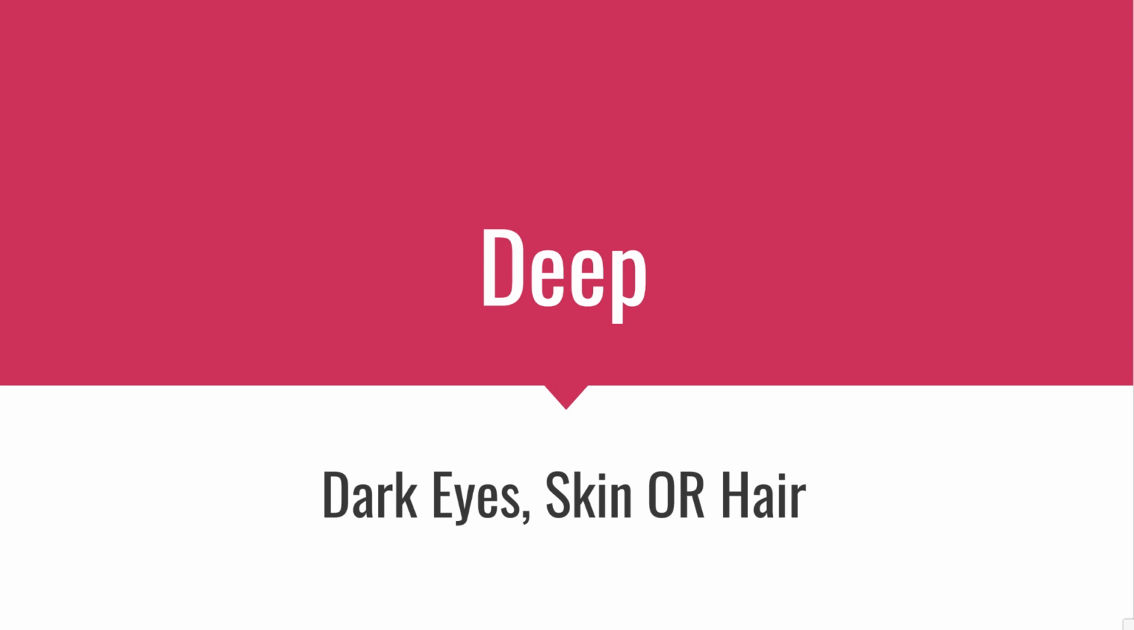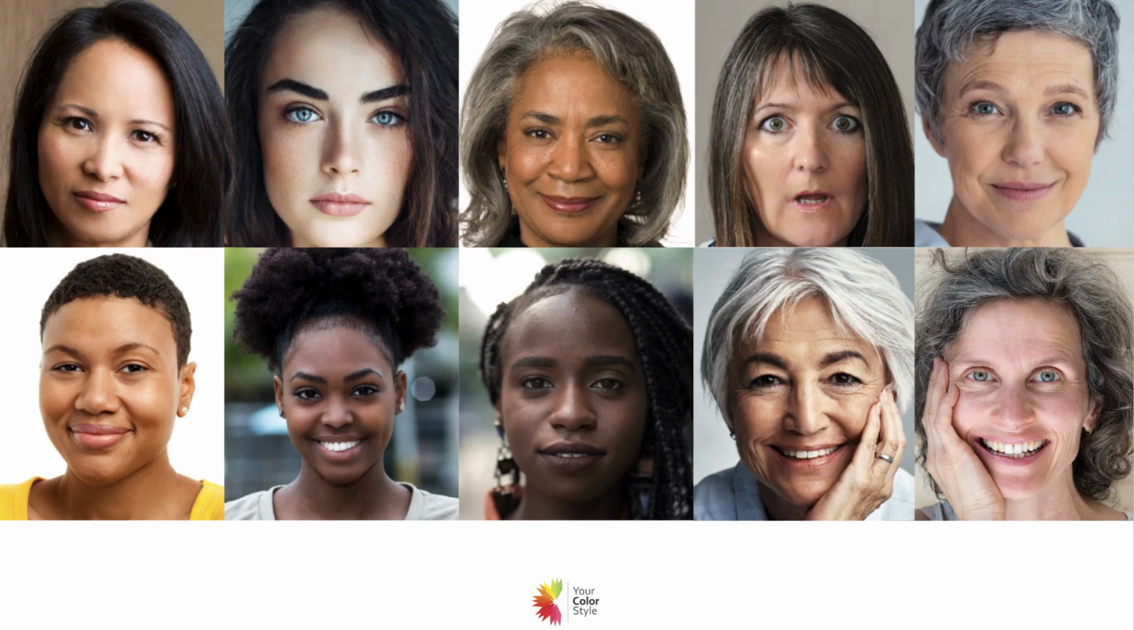You are light. Now, there's deep. Deep means you have dark eyes, dark skin, and dark hair. You need to have at least one of those 3. The more you have of those features, obviously, the more you can easily say you are deep. So notice here you have a wide variety of individuals that are all considered deep. If you have salt and pepper hair with dark hair showing, you are deep.